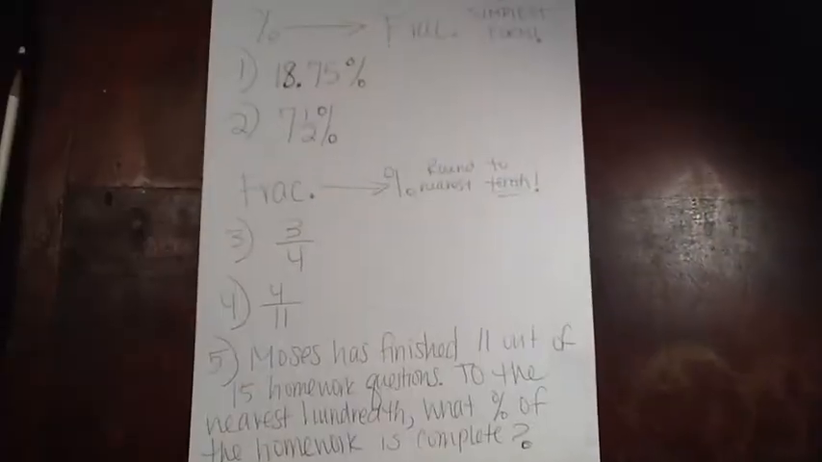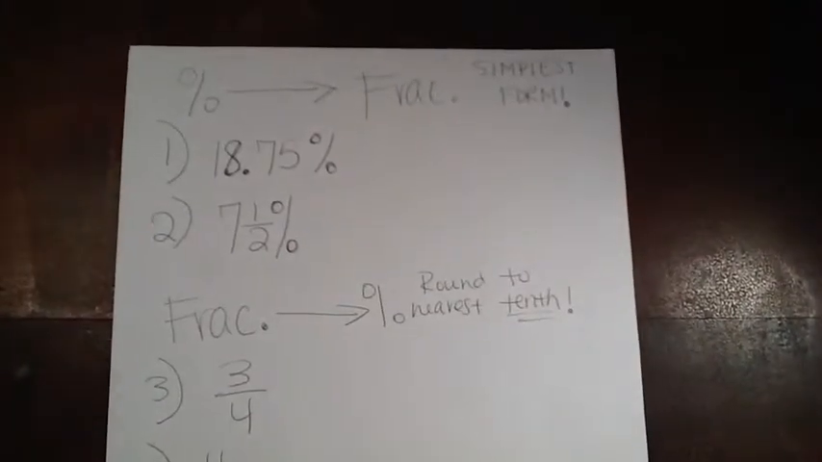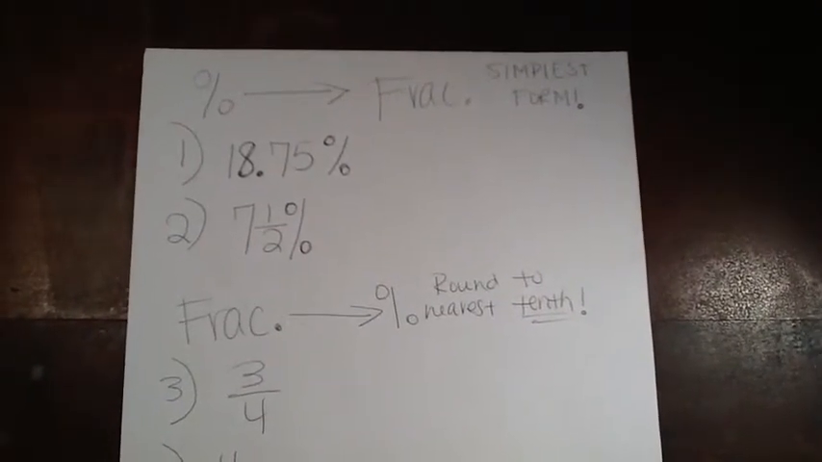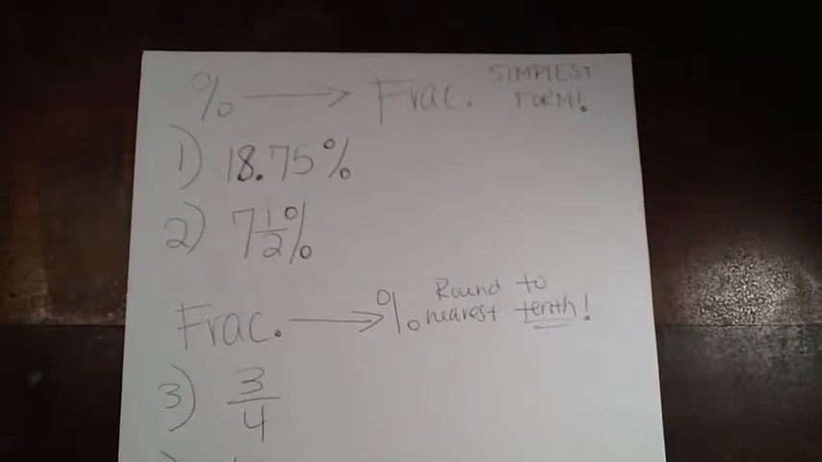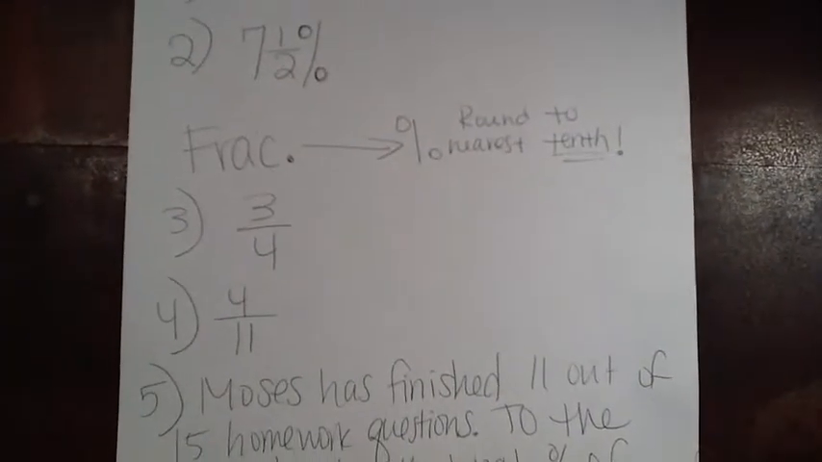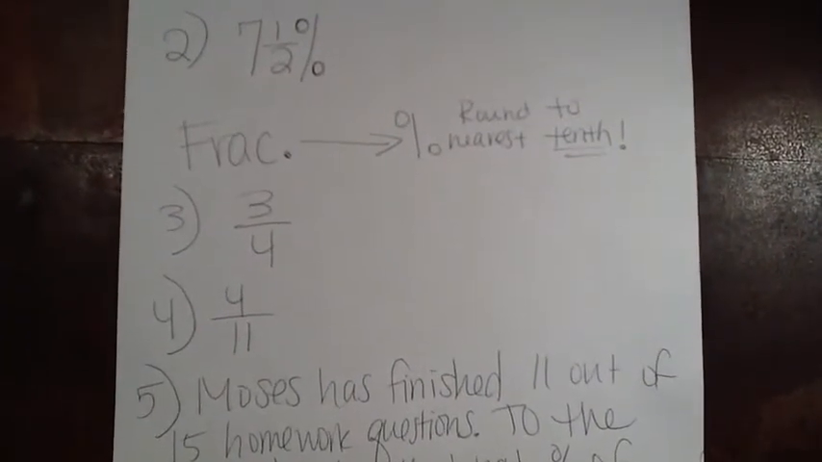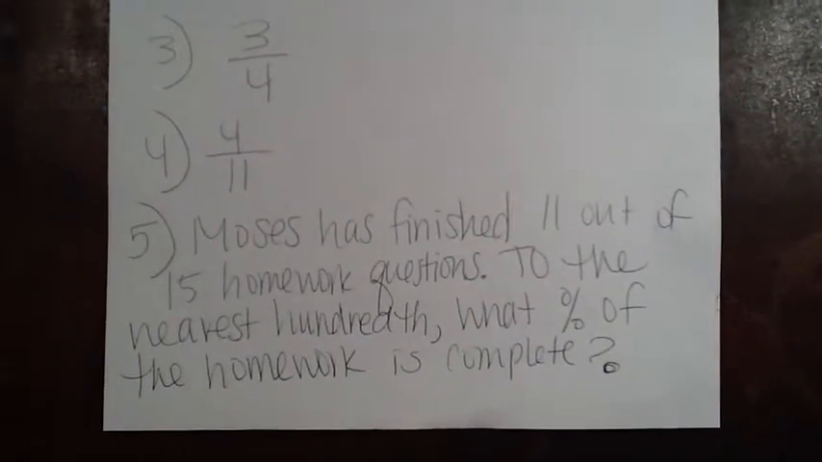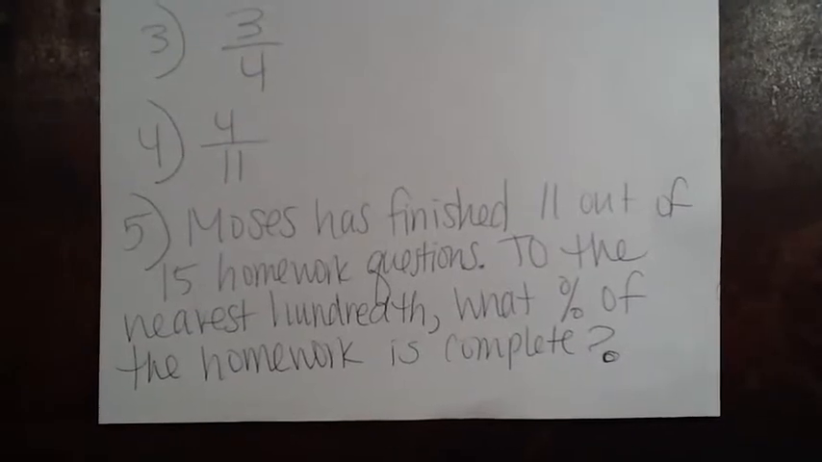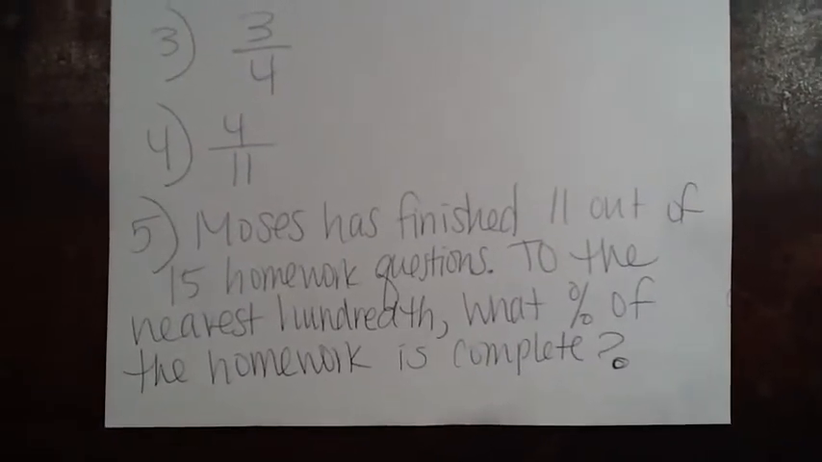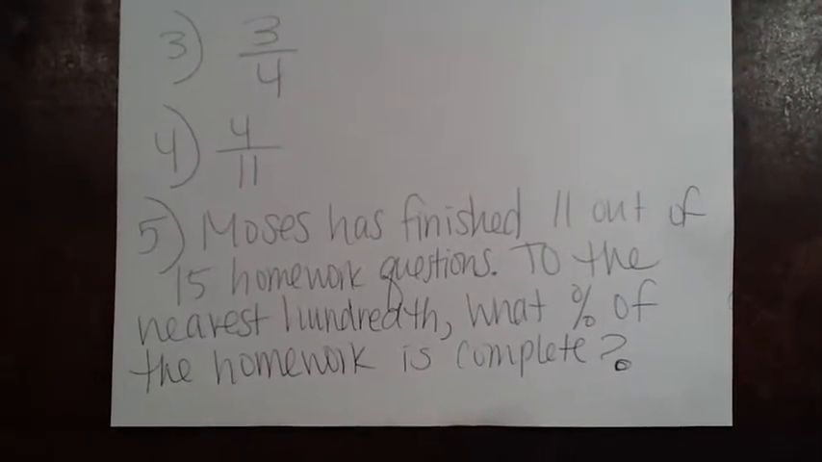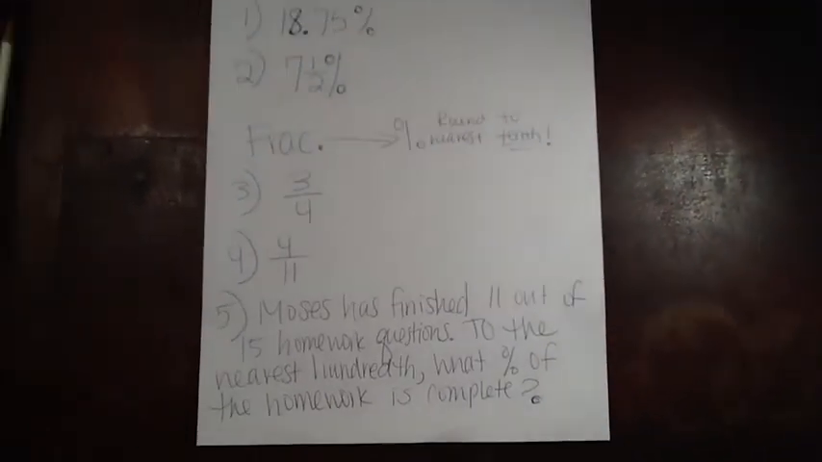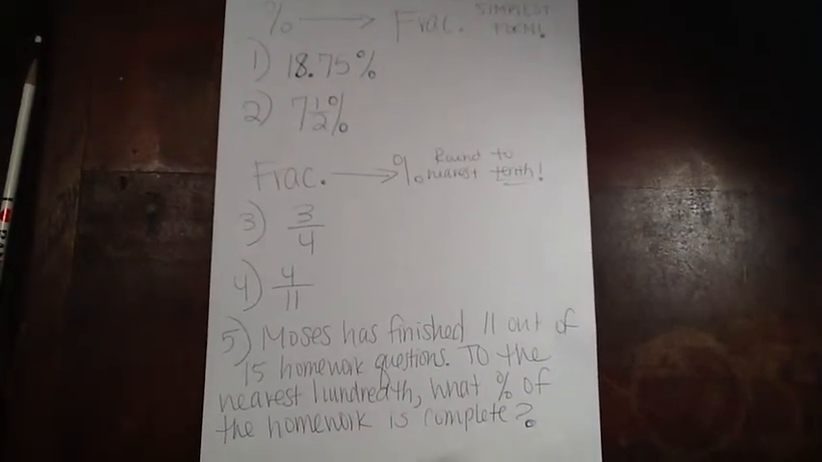Alright, you have 5 problems to do for me. Numbers 1 and 2, go ahead and change the percent to a fraction and put it in simplest form. Numbers 3 and 4, change that fraction and make it a percent and round to the nearest tenth. In number 5, it says Moses has finished 11 out of 15 homework questions. To the nearest hundredth, what percent of the homework is complete? Alright, go ahead and try those problems. We'll see what you get tomorrow.